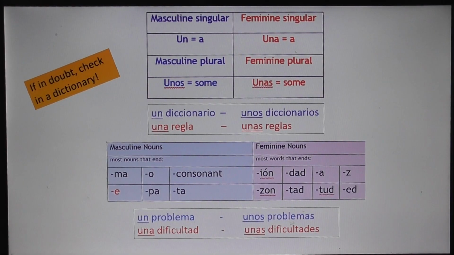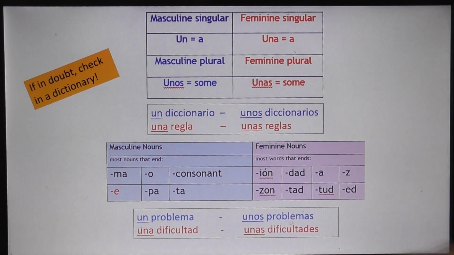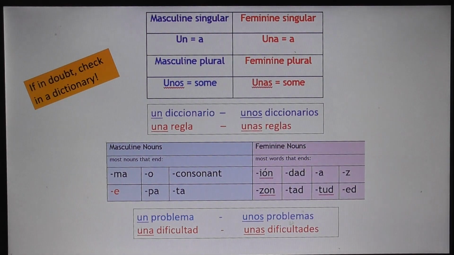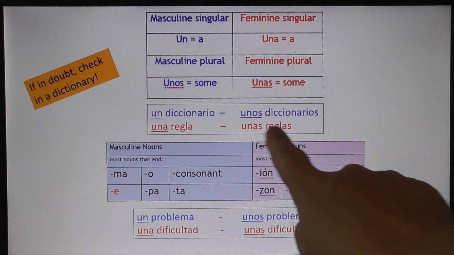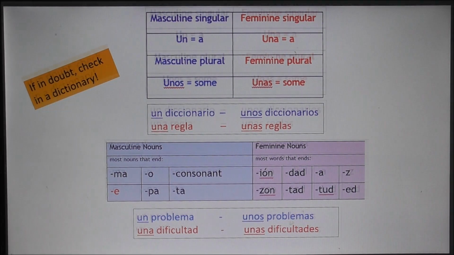We use exactly the same process to use the word some. Unos, if the following word is masculine and plural, for example, unos diccionarios, some dictionaries, and unas for some if the noun is feminine and plural, unas reglas, some rulers.